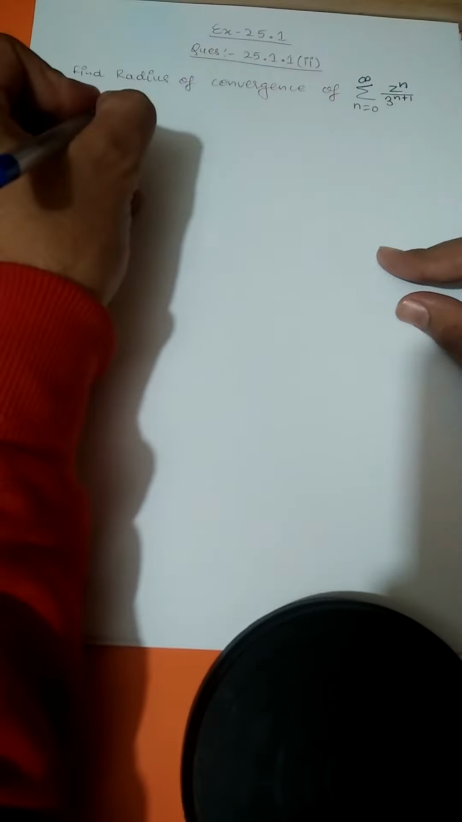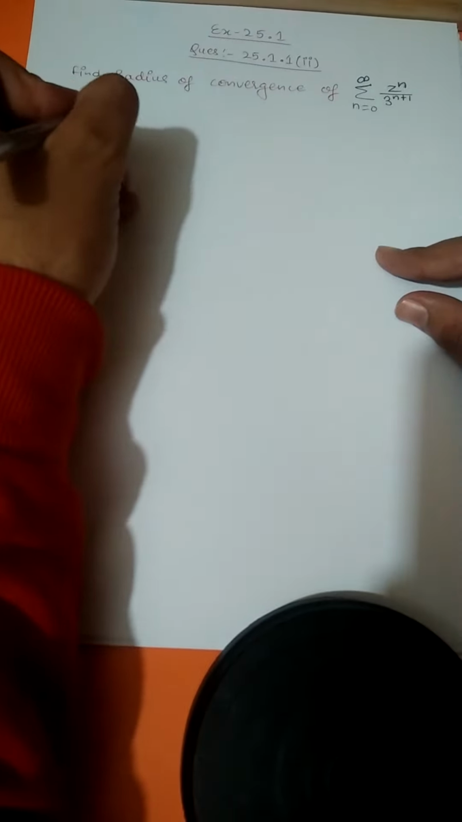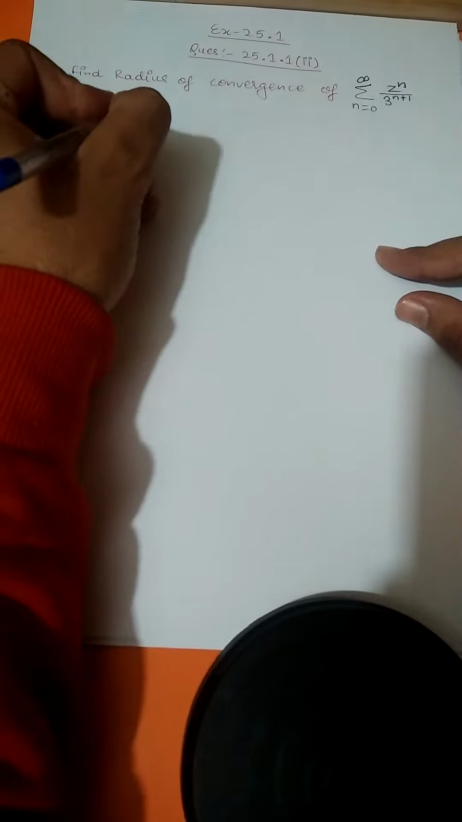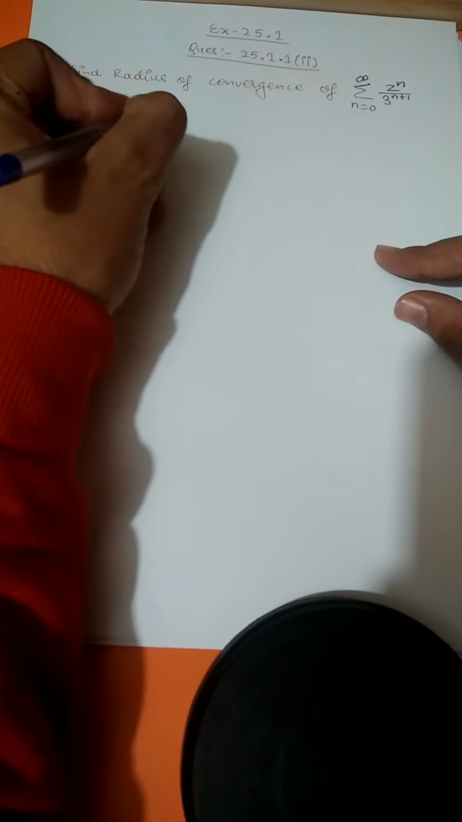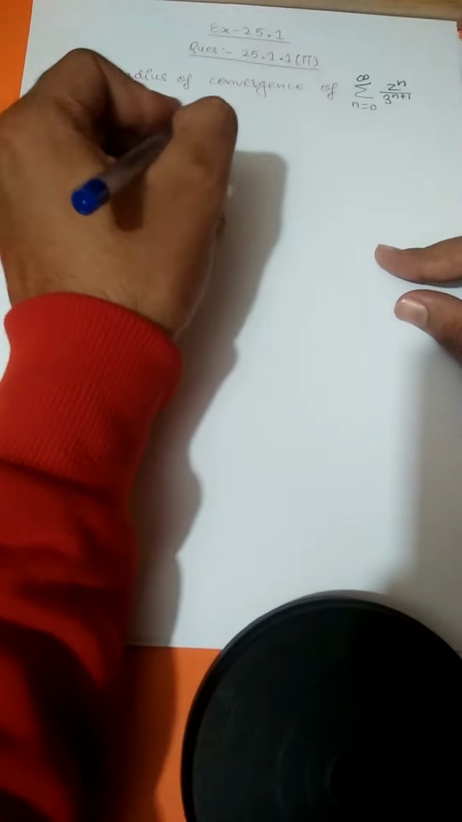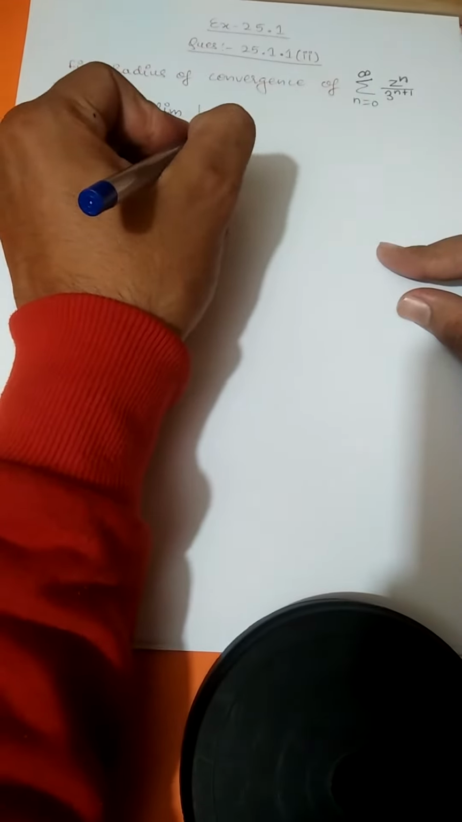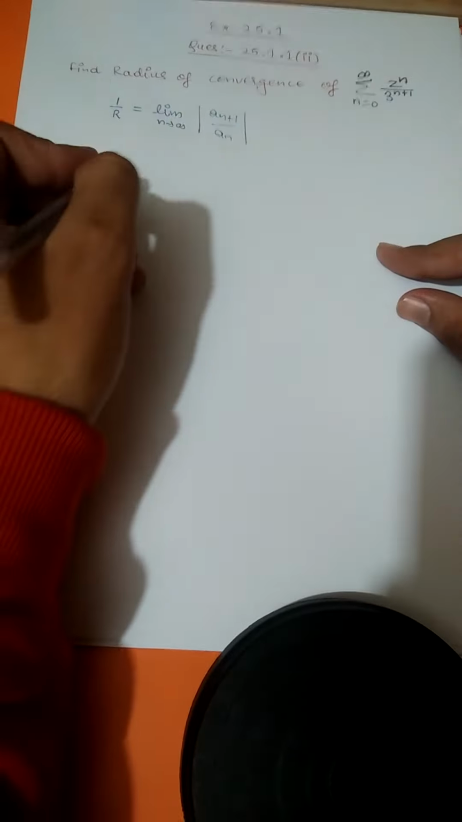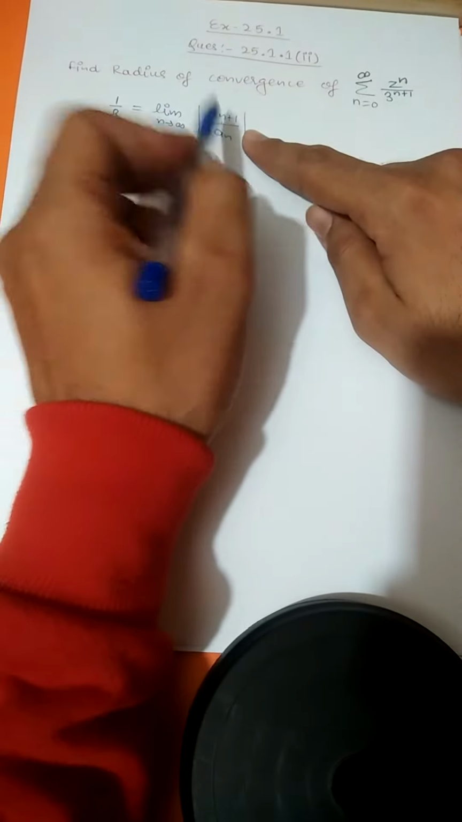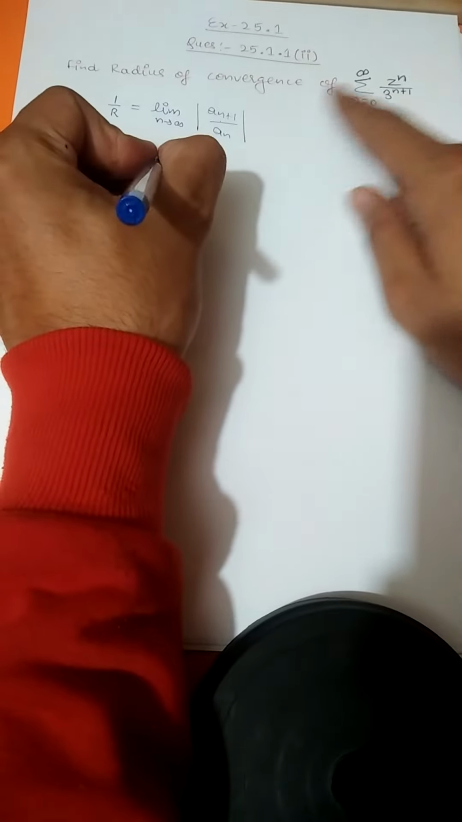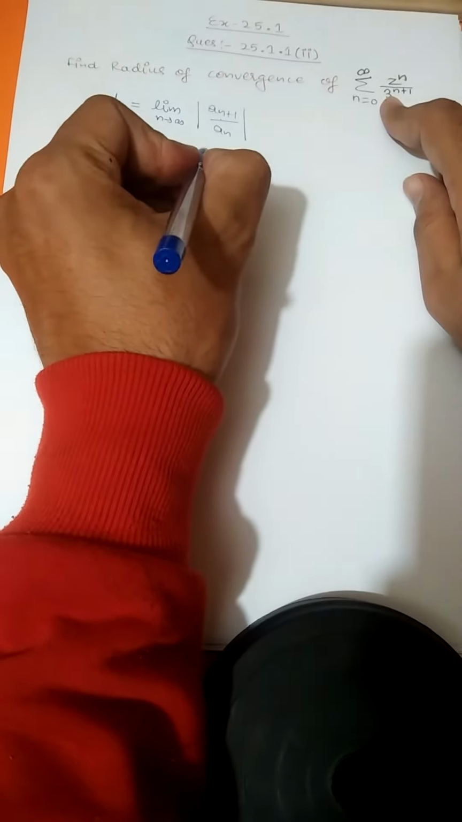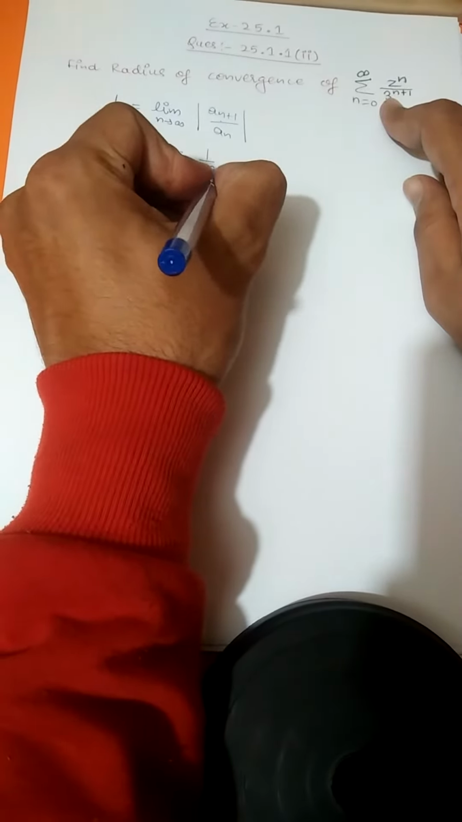So students, as we already know, to find the radius of convergence, the formula is 1 by r equals limit n tends to infinity of a n plus 1 divided by a n. That is the general formula. So I will put these values. First of all, I will find the value of a n. From the formula I can write a n equals 1 by 3 power n plus 1.